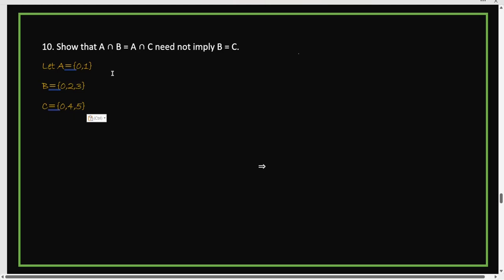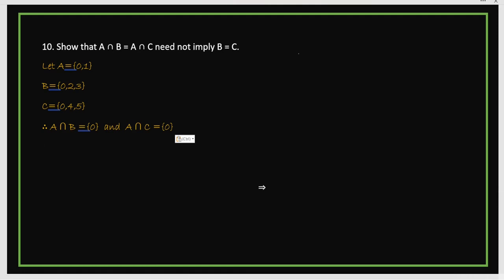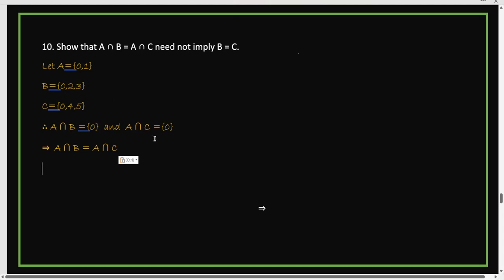In set A, 0, 1 are the elements, set B has 0, 2, 3 as elements, and set C has 0, 4, 5 as the elements. Okay, we'll take the intersection. A intersection B is 0, and A intersection C is again 0. So, therefore, A intersection B equals A intersection C, right? Here, 2 belongs to B, but that 2 does not belong to C. You clearly see that. So, B is not equal to C.